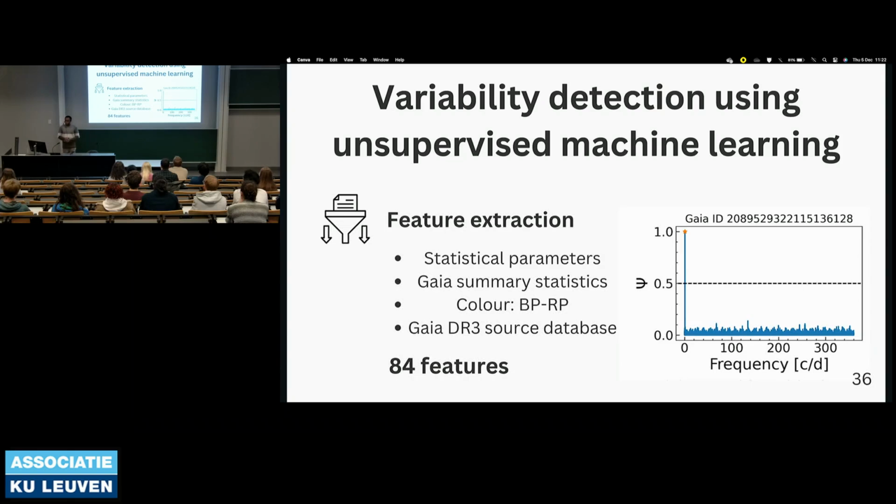Then we extract statistical parameters from the light curves. There are quite many, but one of them is, for example, we count the number of peaks above 0.5 of the hybrid periodogram, as you can see in this plot. And the rest of the features are from the Gaia summary statistics, color, and also some parameters from the Gaia source database. And this results in 84 features in total.